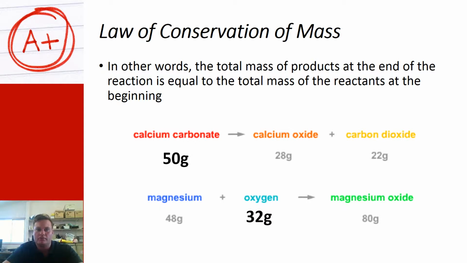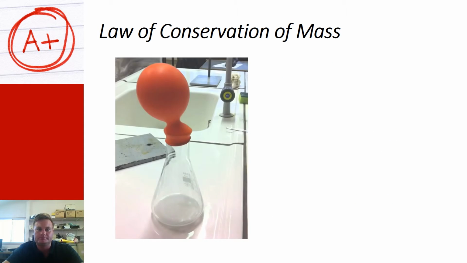So in the formula below, calcium carbonate makes calcium oxide and carbon dioxide. We're going to need to have 50 grams of calcium carbonate to add up to the 28 plus 22 in our products. 50-50 on both sides. Nothing's being created, nothing being destroyed. Same with our magnesium plus oxygen makes magnesium oxide. We're going to be looking at 32 grams of oxygen to get us up to our 80 balanced on each side.